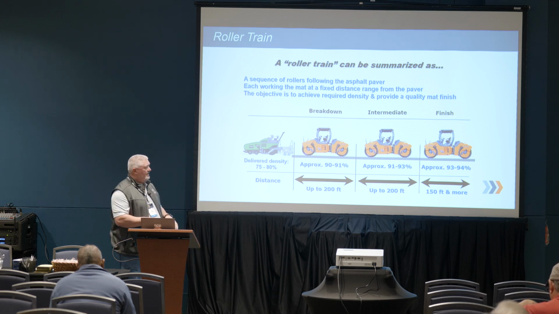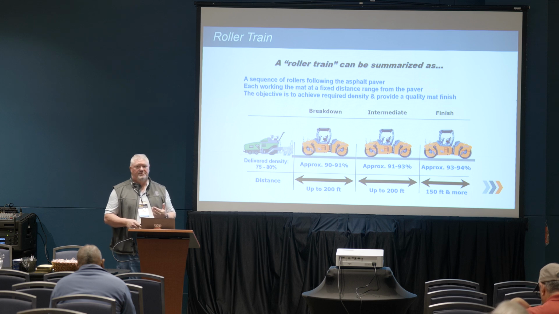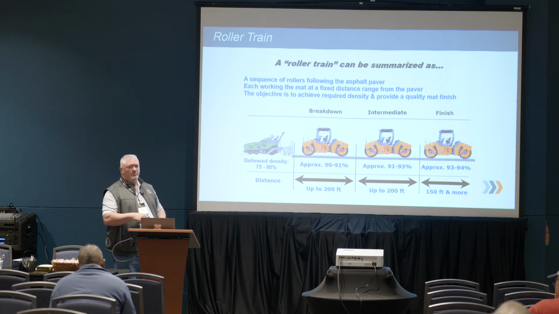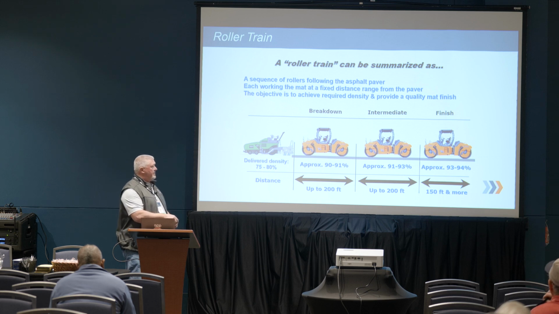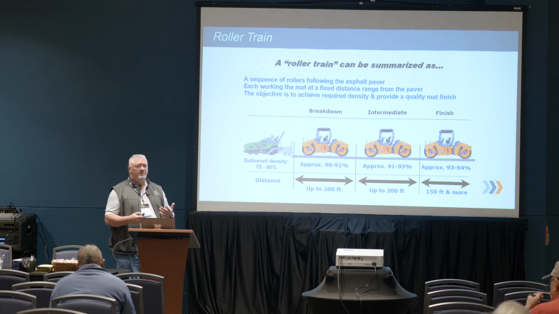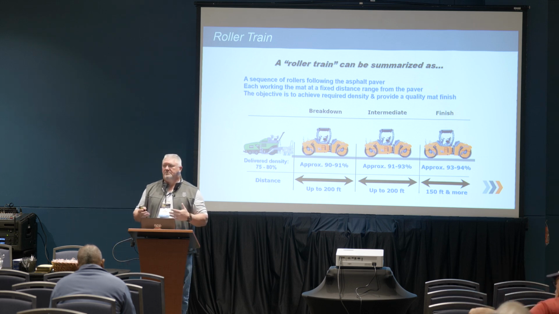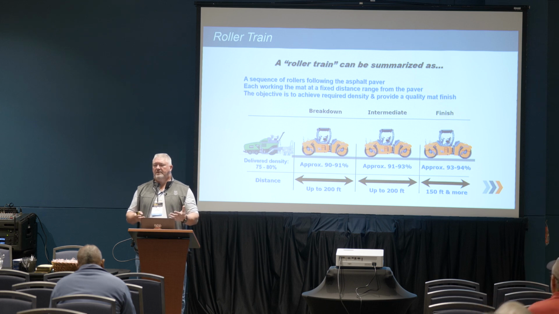But if I can gain 1 to 2% more density using vibration on a screed, that's 1 to 2% less I have to worry about the roller train trying to do. And that could be the difference between getting bonus or not. Now the breakdown roller here, if 92 is my minimum, I want to achieve as much as I can with that roller as possible.